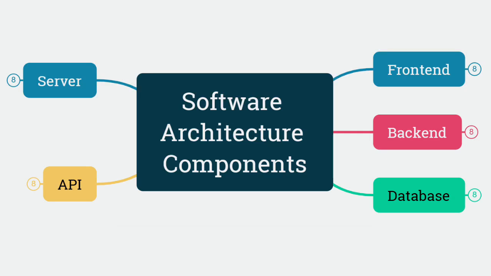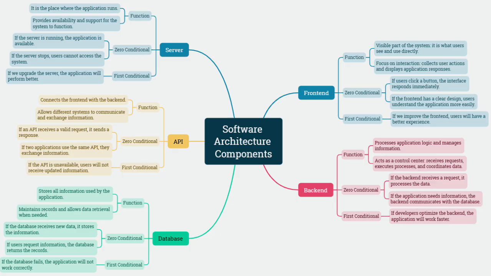Welcome to my presentation. Today I will talk about software architecture and explain its main components using the zero and first conditional. Software architecture is the high-level structure of a software system. It defines how different components work together to build an efficient and secure application.